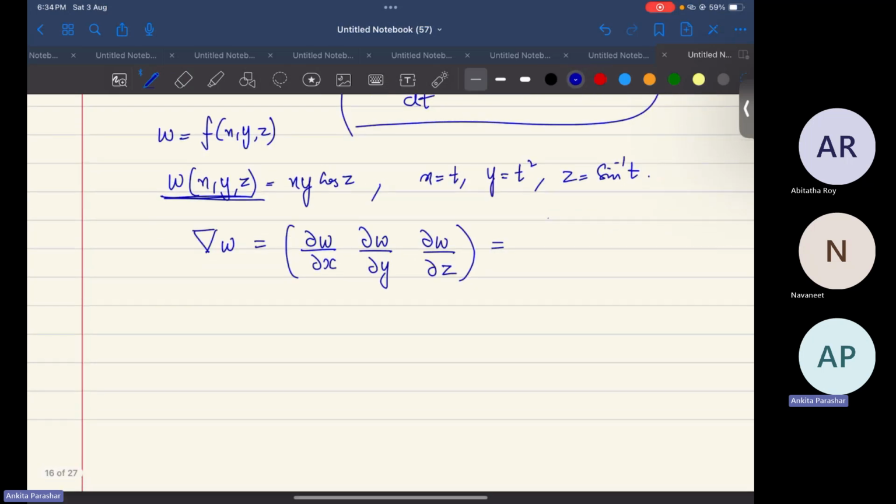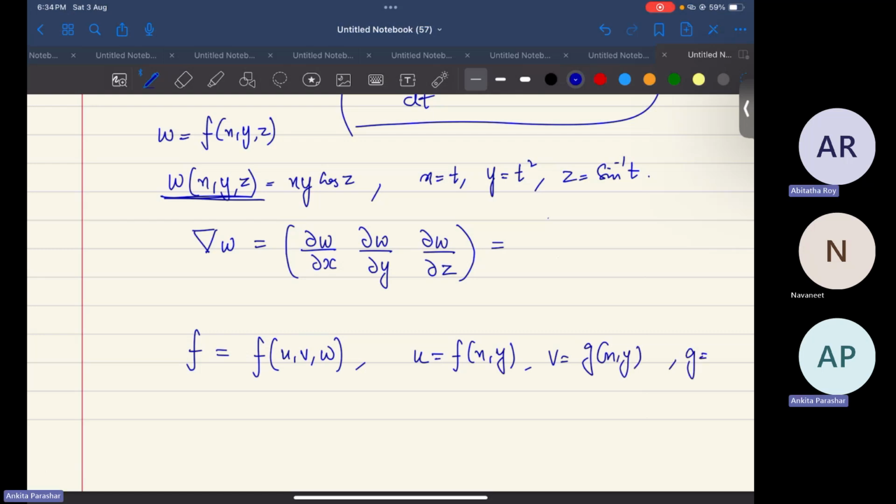If your function is a function of variables u, v, w, here we have three variables, and u is another function of, let's say, x, y, v is a function of x, y, w is a function of x, y. So then the gradient is nothing but ∂f/∂u, ∂f/∂v, ∂f/∂w.